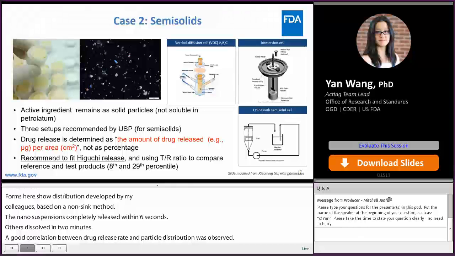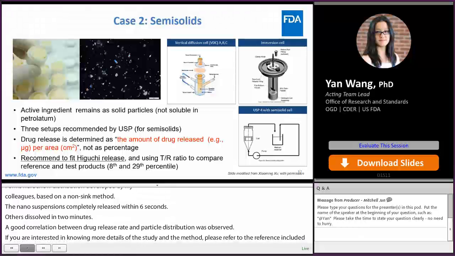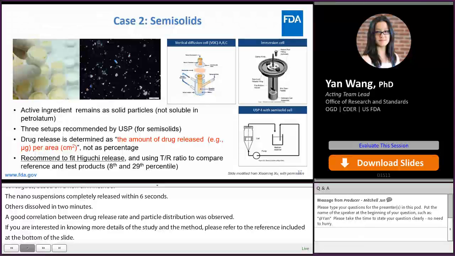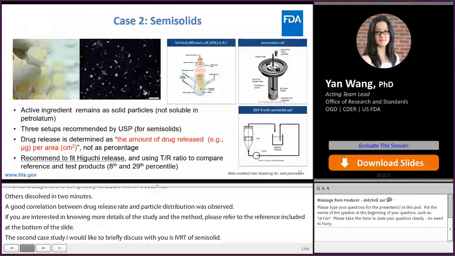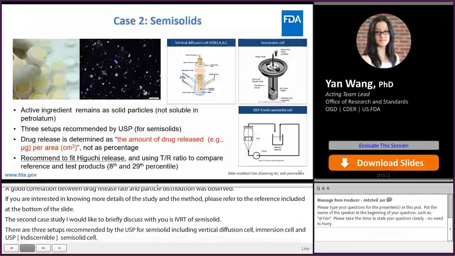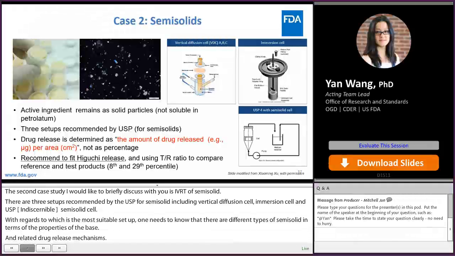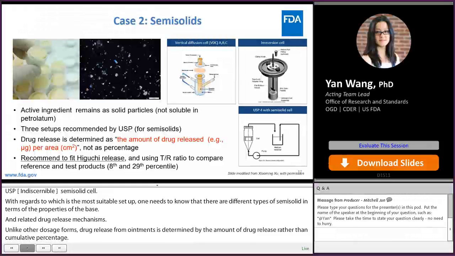The second case study I would like to briefly discuss with you is IVRT of semi-solids. There are 3 setups recommended by the USP for semi-solids, including vertical diffusion cell, immersion cell, and USP4 with semi-solid cell. With regard to which one is the most suitable setup, one needs to know that there are different types of semi-solid in terms of the properties of the base and the related drug release mechanisms. Unlike other dosage forms, drug release from ointments is determined as the amount of drug released rather than cumulative percentage. Generally, the release kinetics is recommended to fit the Higuchi release model, using T/R ratio to compare reference and test products.